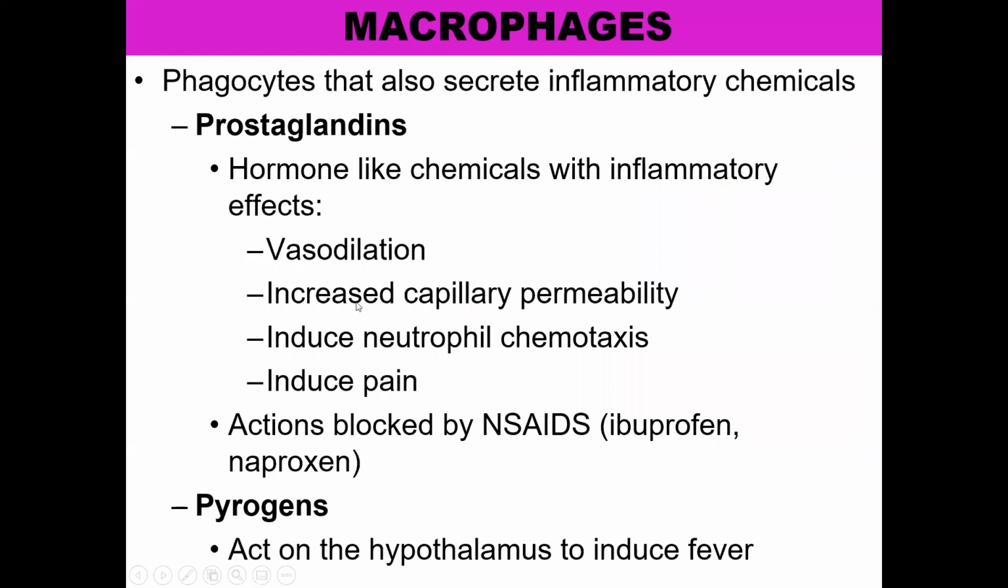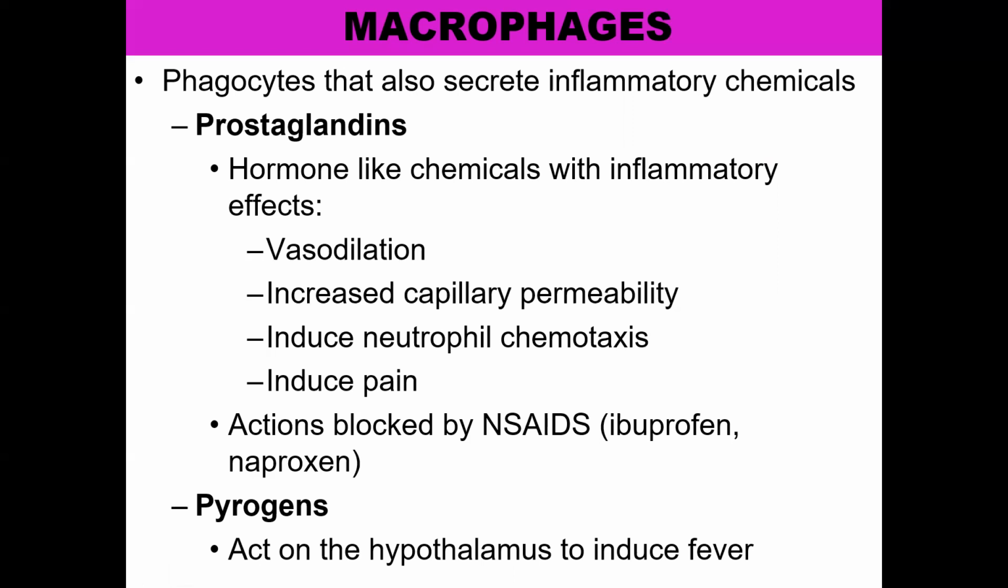Macrophages are the phagocytes. We've talked about macrophages being a phagocyte. We've talked about macrophages being an antigen presenting cell. So it can gobble up the bacteria or germs. It can present that to the innate system, to the adaptive system to activate it and get it going. It also can release two different kinds of chemicals, prostaglandins and pyrogens.